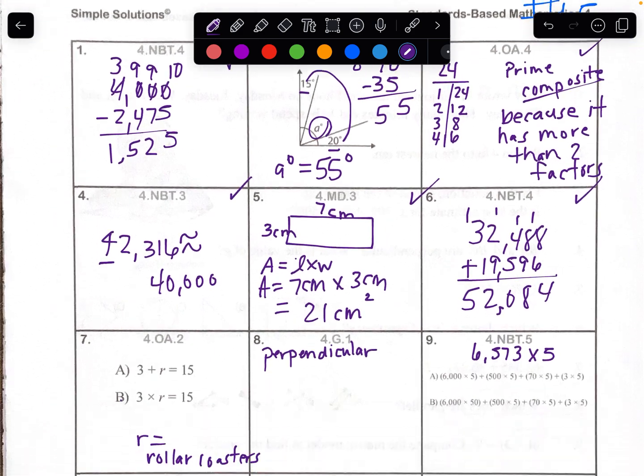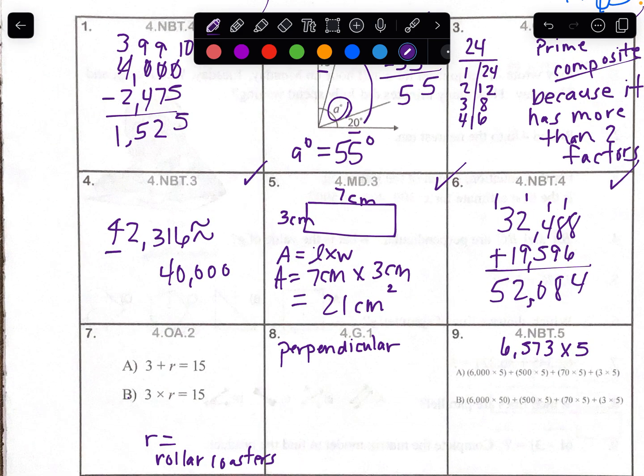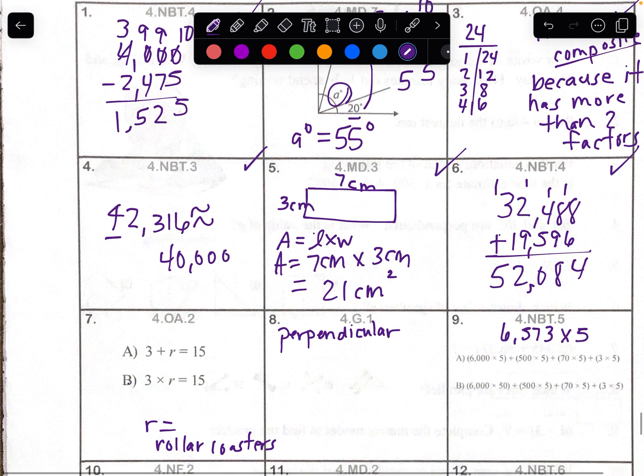All right, number 7, we're talking about roller coasters. It says she rode roller coasters 15 times. That is 3 more than her sister. How many did her sister do? The correct equation would be B, where R is 5.